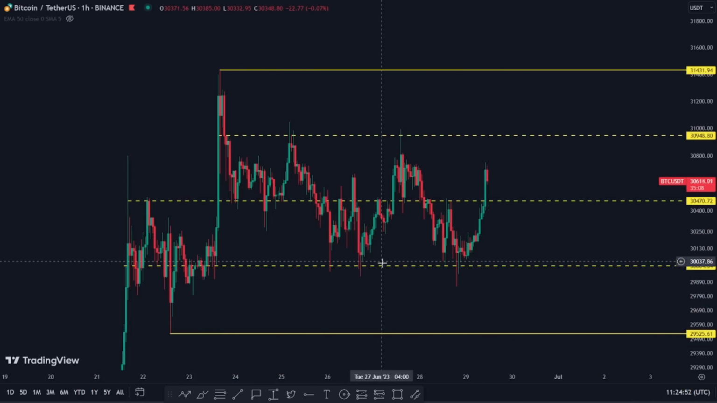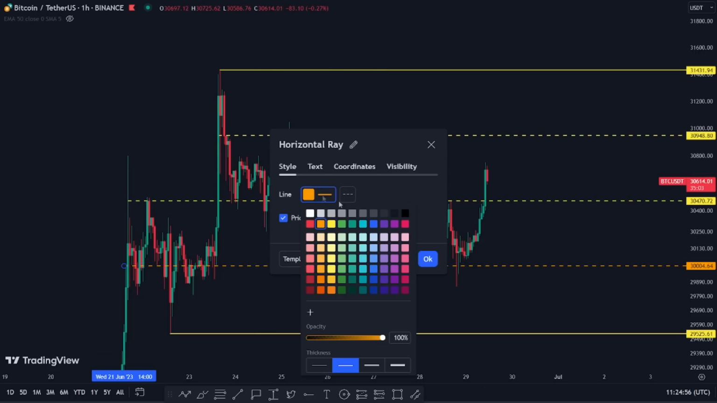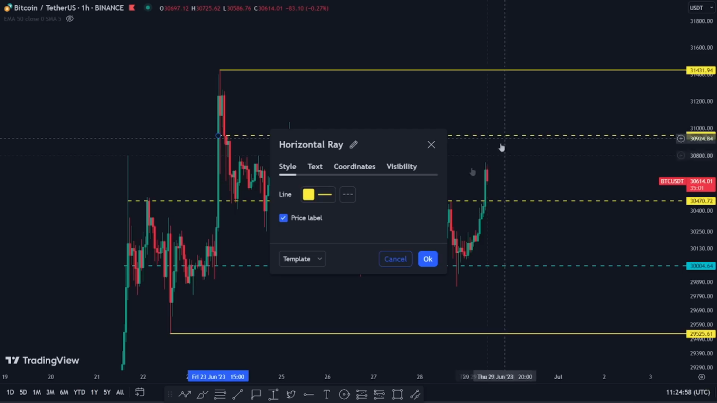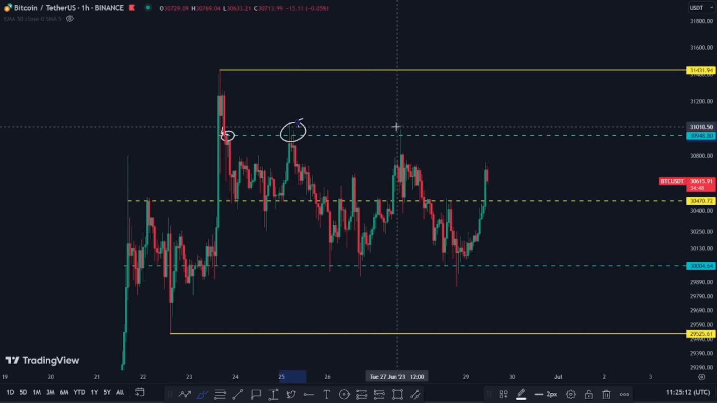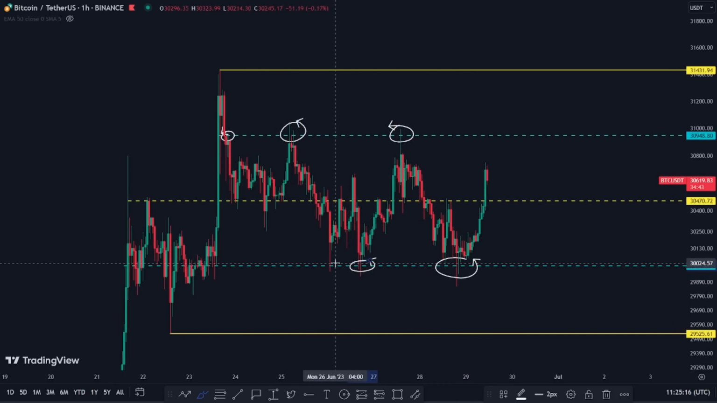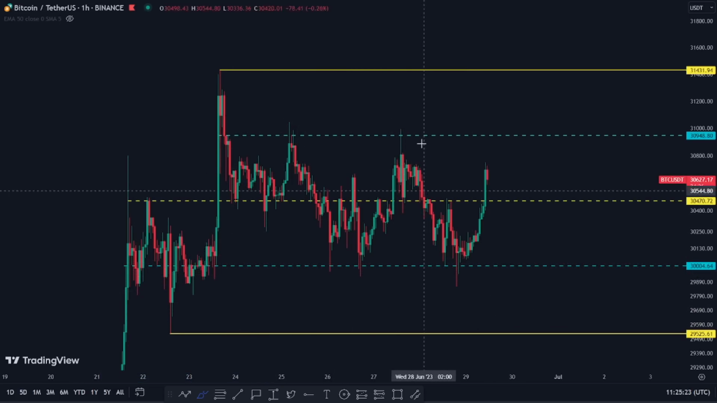Fibonacci, we can remove it, and let's try to change the color, maybe to orange. Blue, for example. Something a bit different. Okay. To me it makes sense because you can see here the resistance. Here after resistance, resistance, okay? And here you can see support, support, support, support, right? So these are the levels right now in the chart.